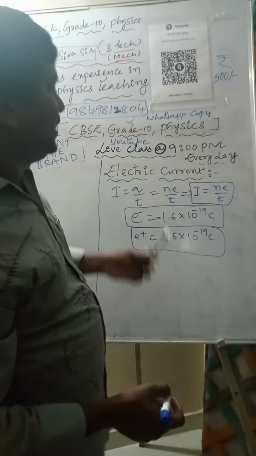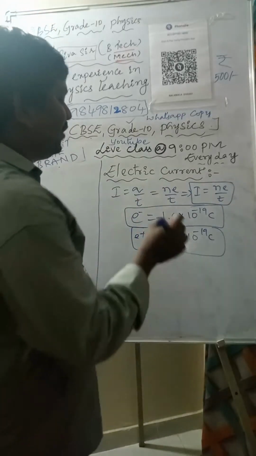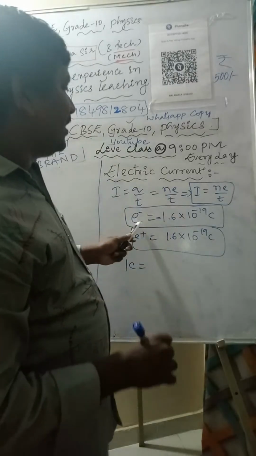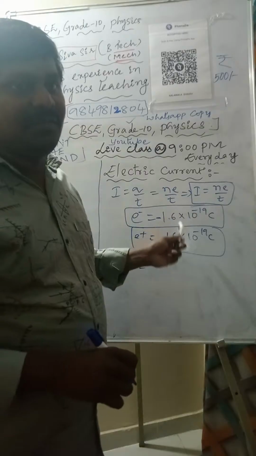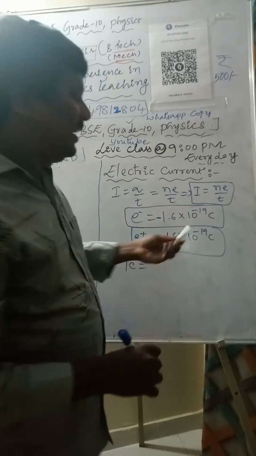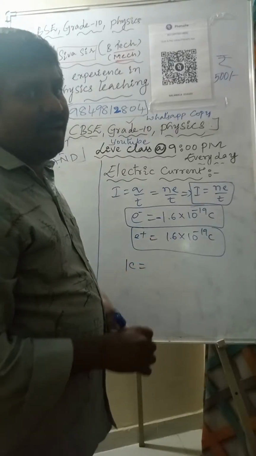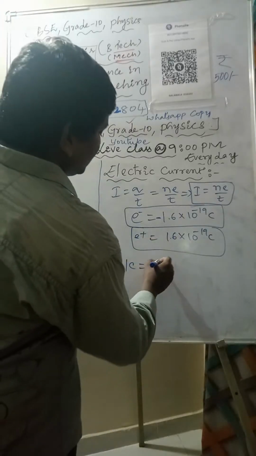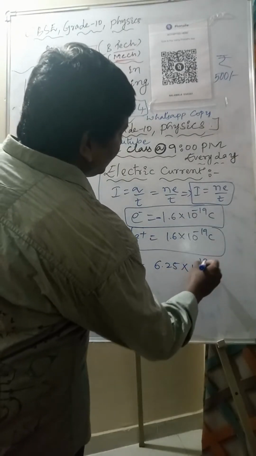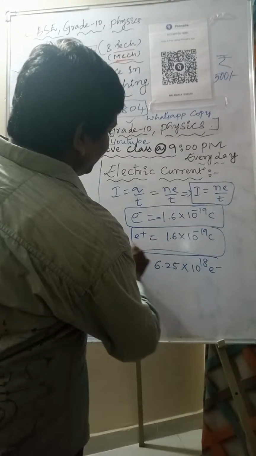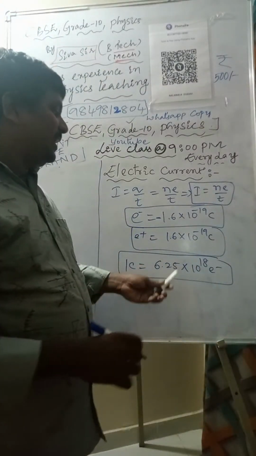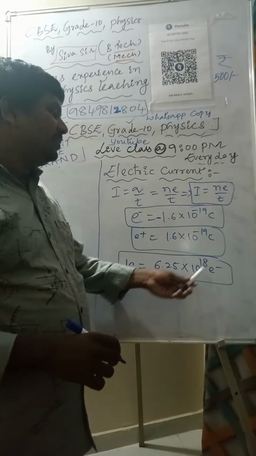One more point is there. In 1 coulomb, how many electrons are present? And on 1 electron, how much charge is present? This is the value. In 1 coulomb, how many electrons are present? That is nothing but 6.25 into 10 power 18 electrons. So in 1 coulomb, the number of electrons present is 6.25 into 10 power 18.